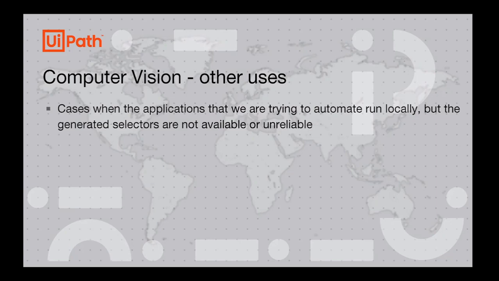Other uses include cases when the applications that we're trying to automate run locally, but the generated selectors are not available or unreliable. This is where computer vision comes to help.